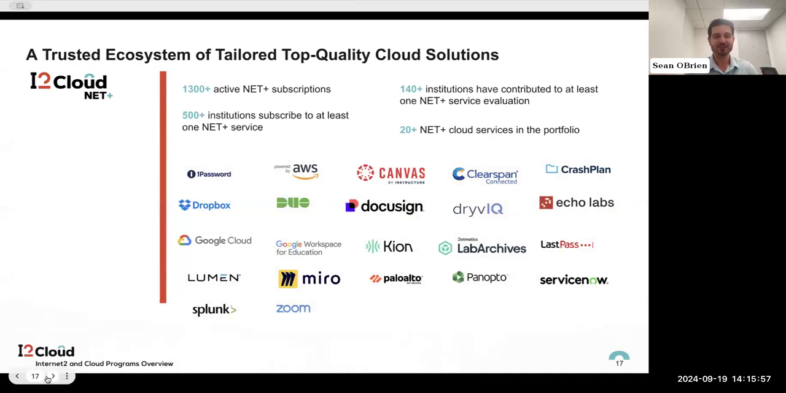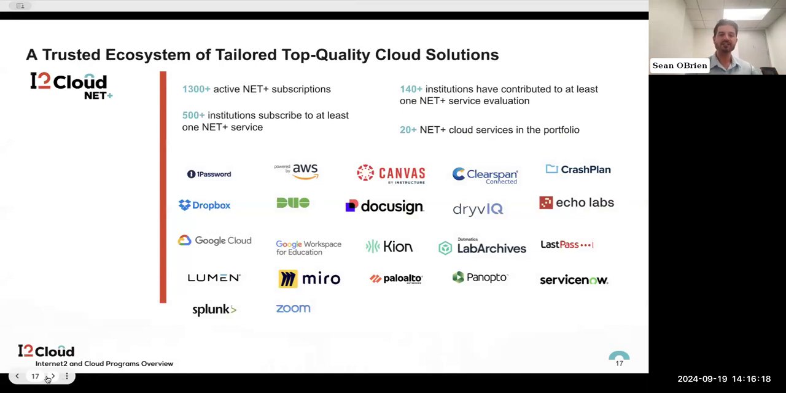Here's our portfolio of services today. We have well over 20 now. We had to update this slide twice preparing for this presentation, because we've added 2 new services. We're sort of in this growth trajectory right now.